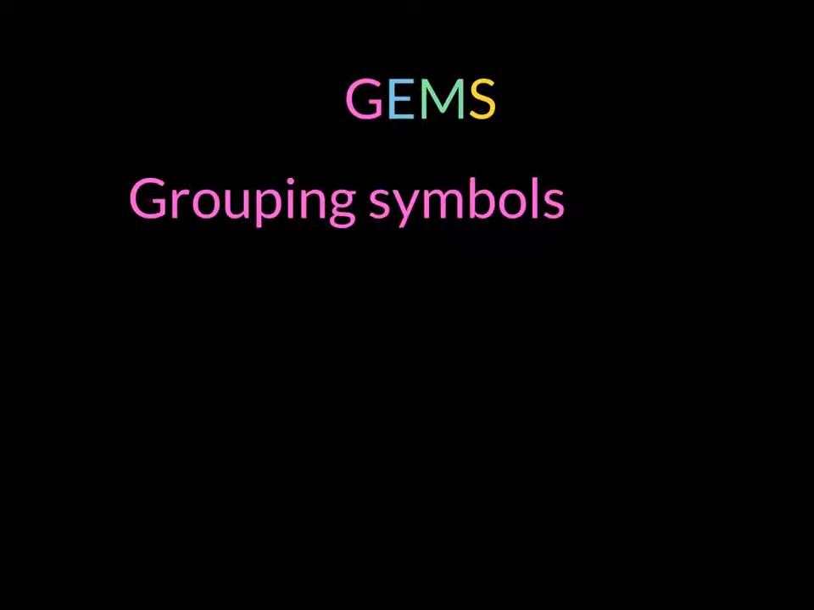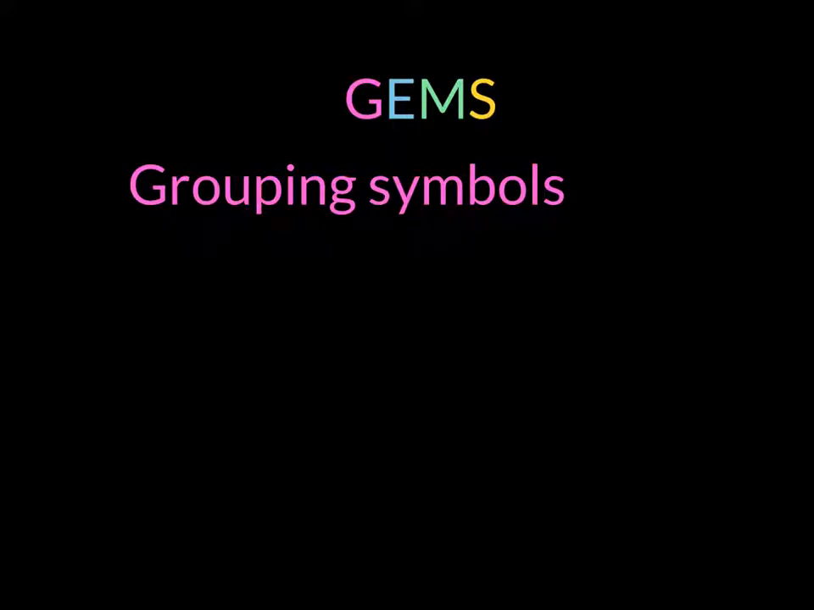We are going to use the word GEMS to help us remember the 4 steps for solving order of operations. So the G stands for grouping symbols. The most commonly known or used grouping symbol would be parentheses. Of course, that is not the only one. There's also brackets and braces.